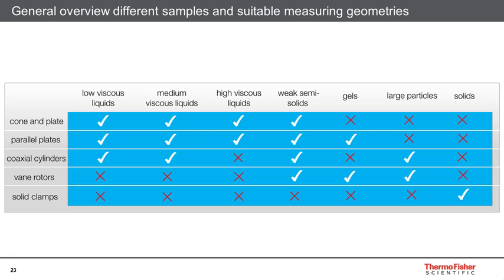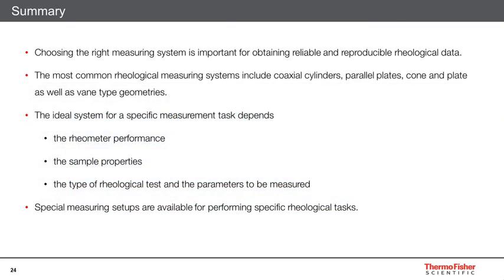And with this slide, I will end this webinar, but before I do that, I will just quickly summarize the things I have presented so far. Choosing the right measuring system is important for getting reliable and reproducible data for rheological tests. The most common rheological measuring systems include the different types of coaxial cylinders, parallel plates, cone and plate setups, as well as various types of vane rotor geometries.